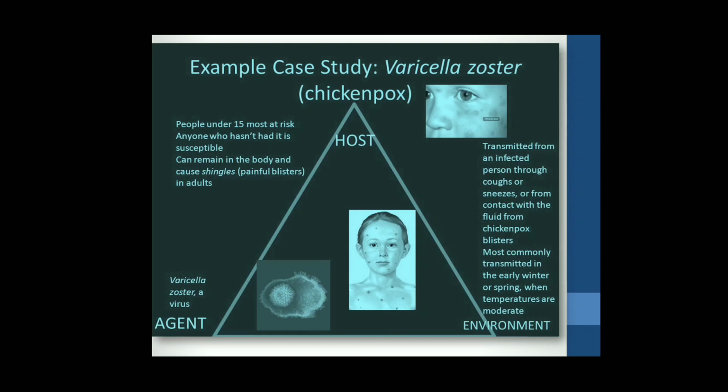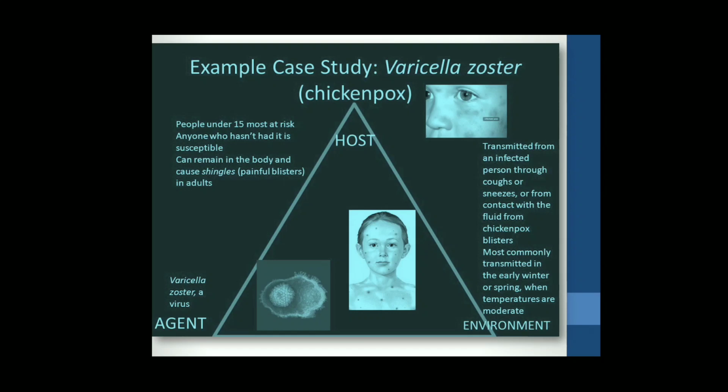People under 15 are most at risk. Anyone who hasn't had it is susceptible. So people who haven't had chicken pox until the age of 15 years are most susceptible and more prone to get this infection. What is the transmission of chicken pox? It is transmitted from an infected person through coughs, sneezes, or contact with the fluid from chicken pox blisters. It is most commonly transmitted in the early winter or spring when temperatures are moderate. This is the favorable condition for the transmission of chicken pox from one person to another.